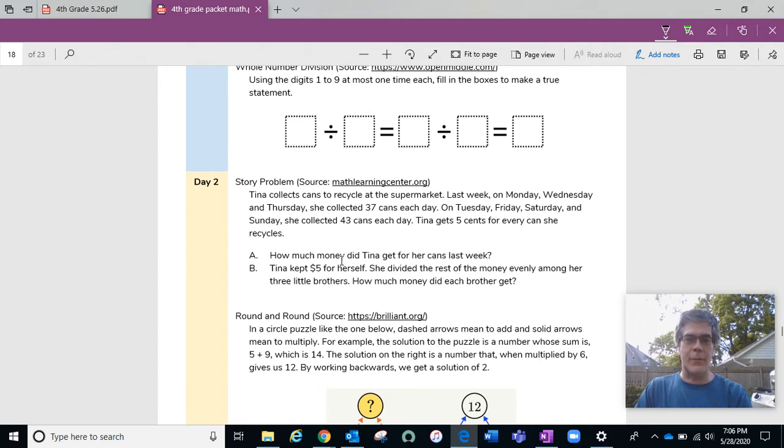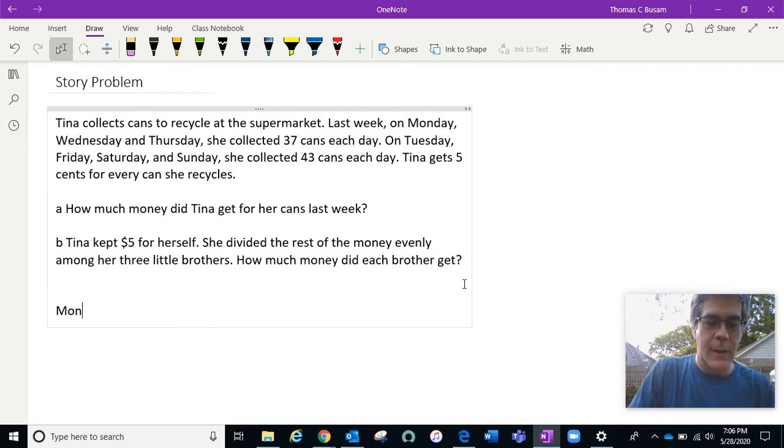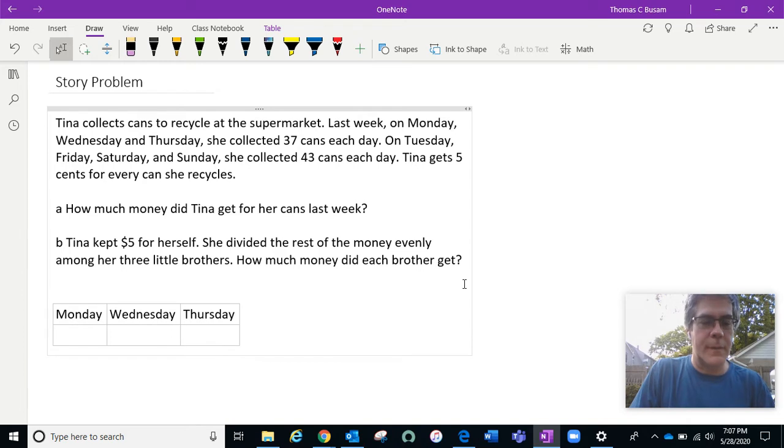So there's a lot of information in there. And it's important to organize that. So I've transferred this over to my notebook so I can start working on organizing some of the information. So first of all, there are 3 days, and it'd be helpful to make sure that you list out each one. So Monday, Wednesday, and Thursday, she's collecting 37 cans each day.